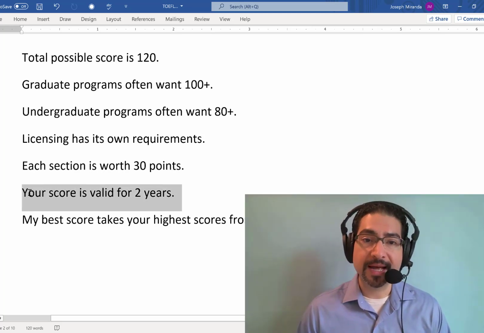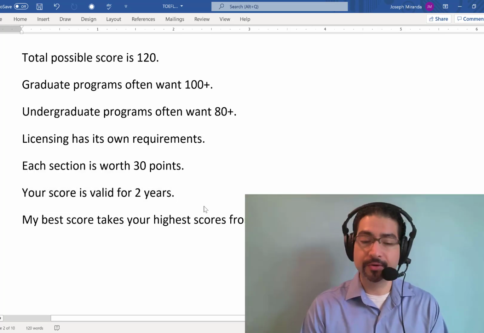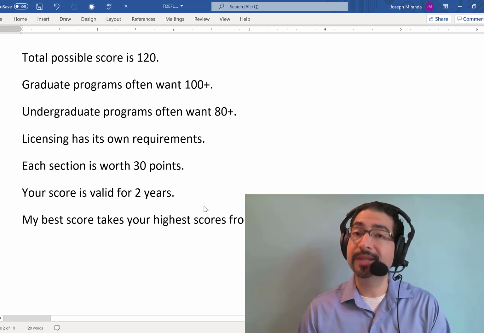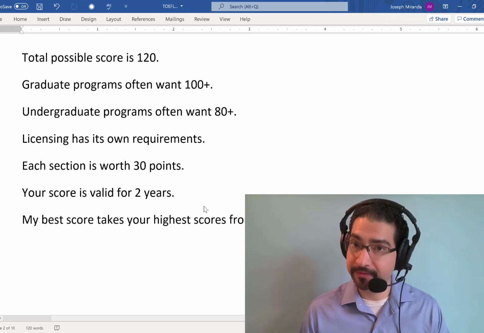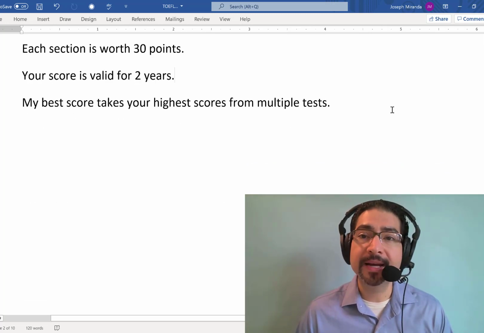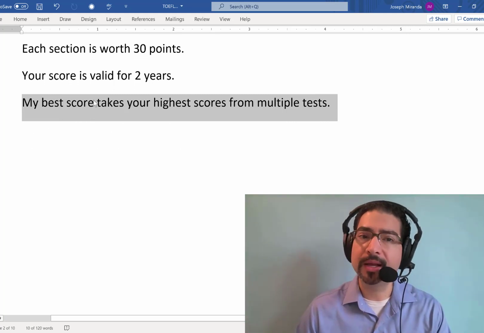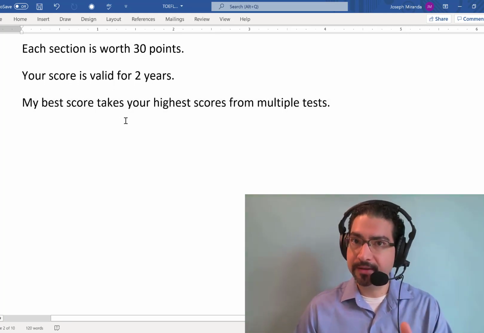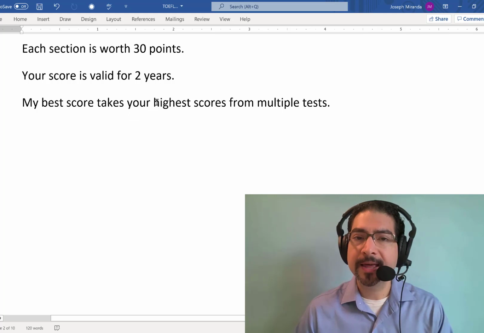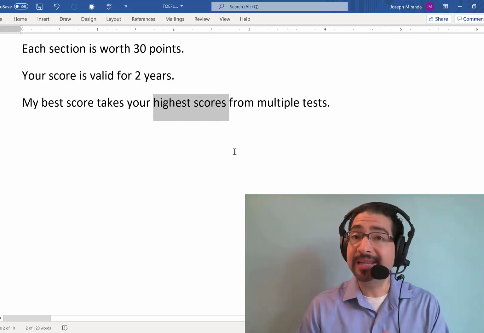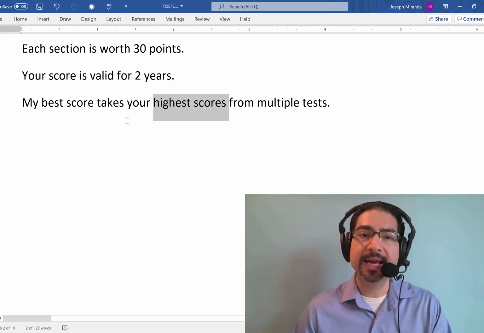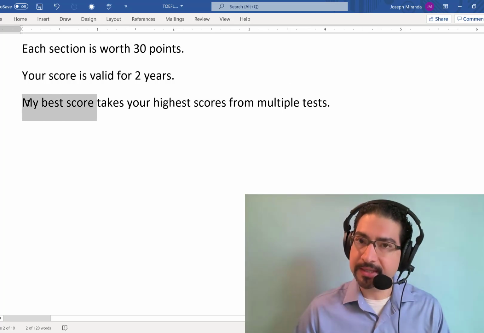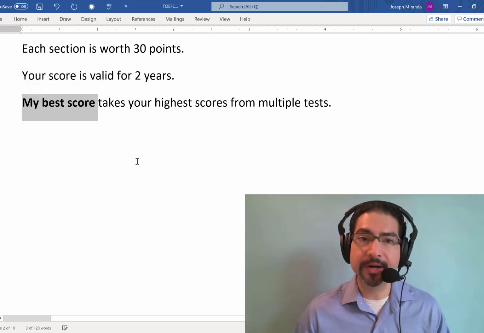Finally, your score is valid for 2 years. Whatever your score is, you can use it for 2 years, and then it does expire. You have to retake the TOEFL. And finally, they have a MyBest score. What that means is if you take the TOEFL more than once, they put together your highest scores in each section. A lot of universities tend to accept that, so that's something to be aware of as well.